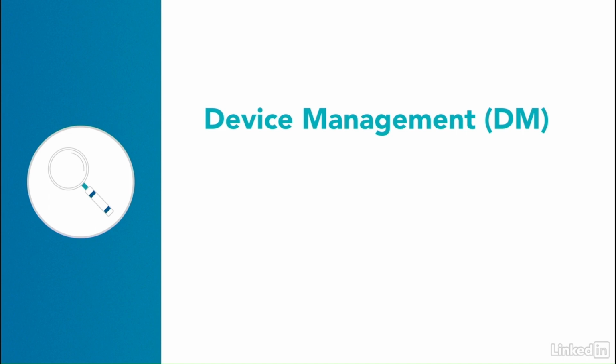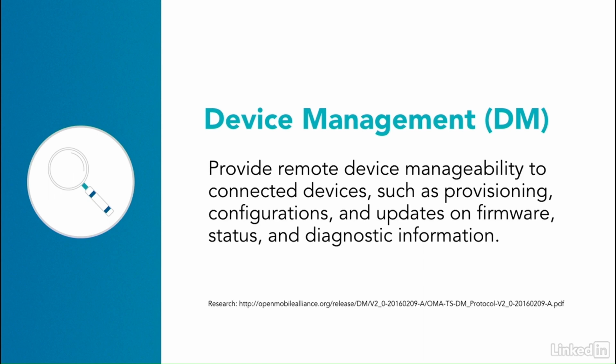A device management solution can provide manageability to a scalable IoT system deployment. This is still too generic. So, in this course, we use the definition of device management given by the Open Mobile Alliance, where device management is defined as providing remote device manageability to connected devices, such as provisioning, configurations, and updates on firmware, status, and diagnostic information. Centered on this definition, device management allows third parties to carry out the difficult procedures of configuring devices on behalf of the end users.